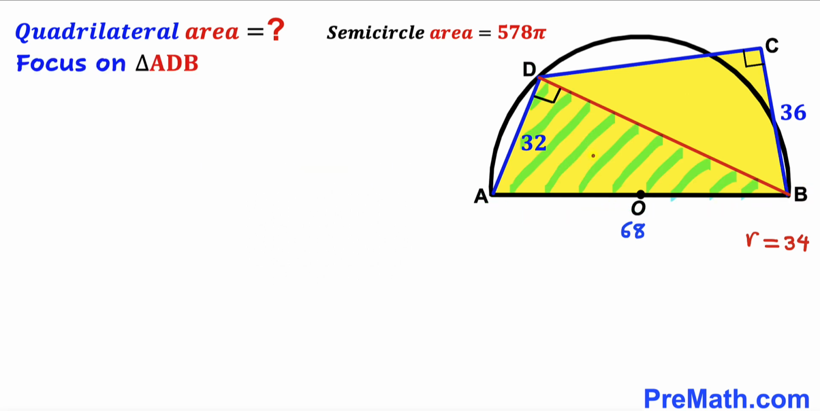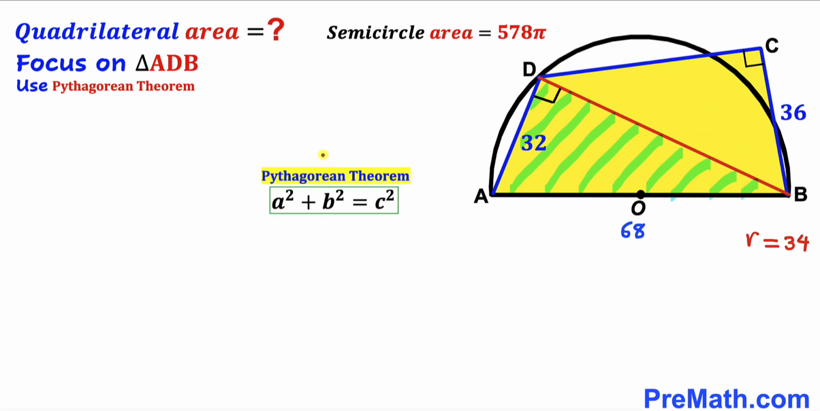Let's focus on this right triangle ADB. We are going to apply the Pythagorean theorem on this triangle to calculate this side length BD. Here's our Pythagorean theorem: a squared plus b squared equals c squared. In our case, I've labeled this side length as a lowercase a. This is our hypotenuse, 68, and our other leg is 32.